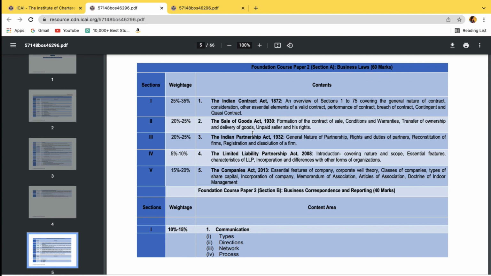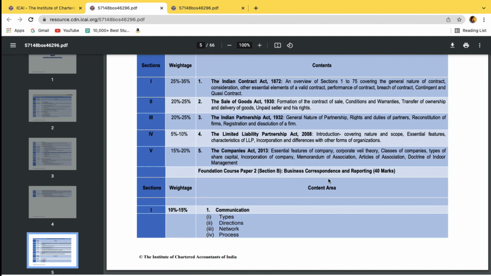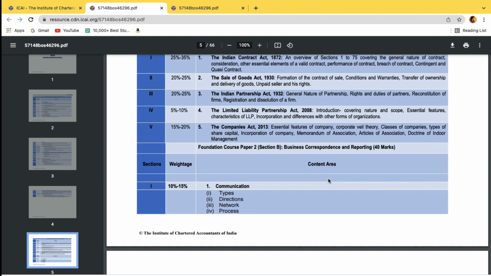And for law, you need to practice a lot. You need to know how to draft your answers. So I would personally suggest you to write answers and practice it. For your business correspondence and reporting, which is a very good way of scoring good marks, 40 marks you get from here. A well prescribed format is there.